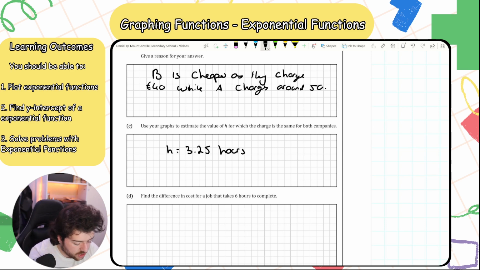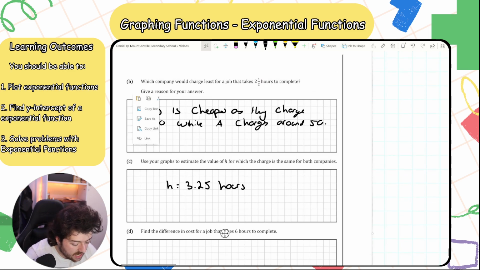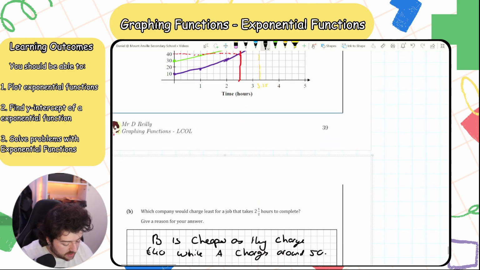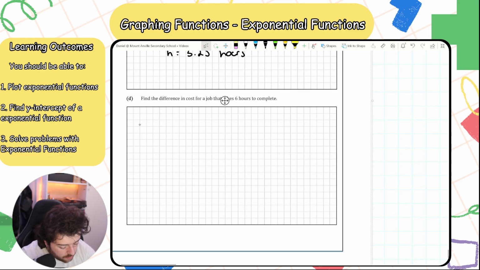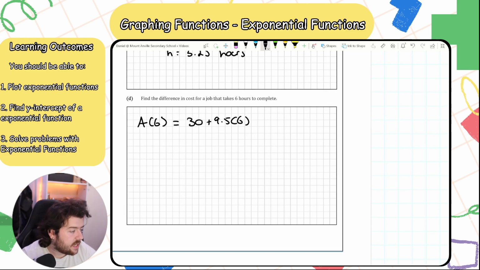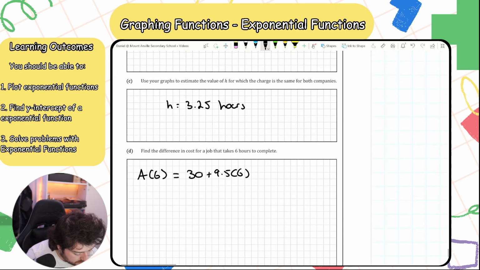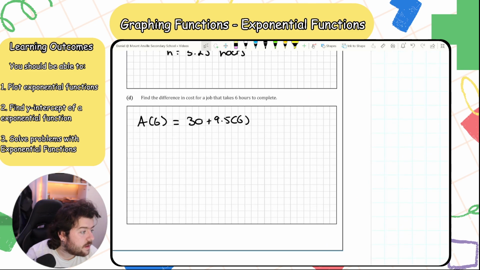Find the difference in cost for a job that takes 6 hours to complete. Now, I don't have 6 hours on my graph here, so I'm going to have to use this algebraically. So, company A, after 6 hours, they charge us 30 plus 9.5 times 6. That's their function, isn't it? Yeah, 30 plus 9.5h. €87. So after 6 hours, company A charges €87.